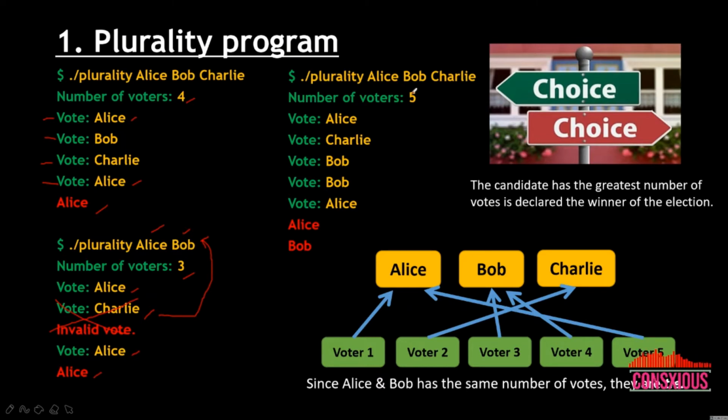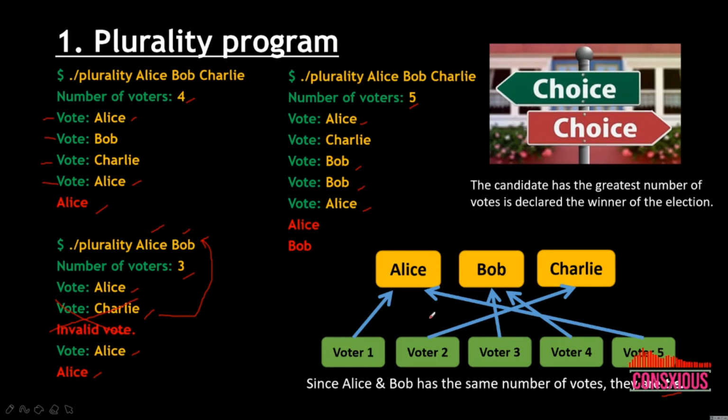For the last example here, we can see there's Alice, Bob, and Charlie. There are 5 voters. From here, we can see Alice and Bob appear twice. So both of them have the same number of votes. That means they are tied here. So Alice and Bob are tied in this election.